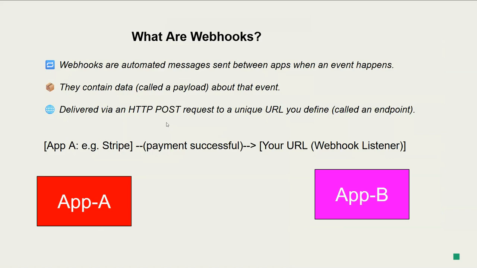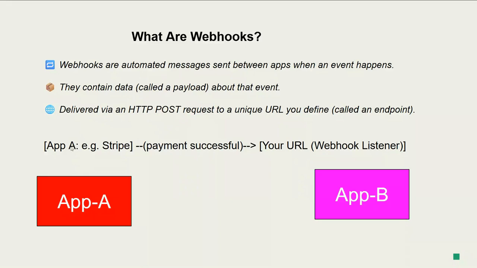So webhooks are automated messages that are sent between applications. So you can have app one and app two. When an event occurs in application one, it will notify application two that an event has happened. That data that application one sends to application two is called a webhook. It's not to be confused with API. API is different. People usually get confused when you're talking about webhook and API. Webhooks are usually delivered via HTTP POST request to your URL, which is usually unique, called your endpoint.